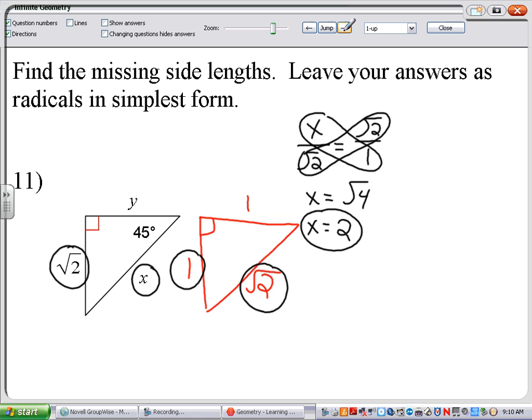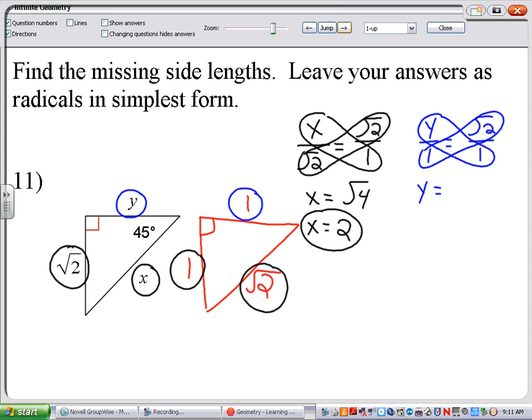Let's now find the y. I'll circle this y. It corresponds to this 1. So I write y over 1 equals, and I would use the same fraction second time, which is the square root of 2 over 1. So I cross multiply. Y times 1 is just y. The other direction, 1 times the square root of 2 is the square root of 2. There's my two answers for x and y.